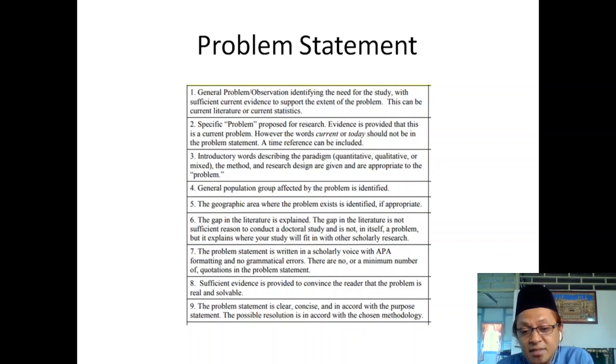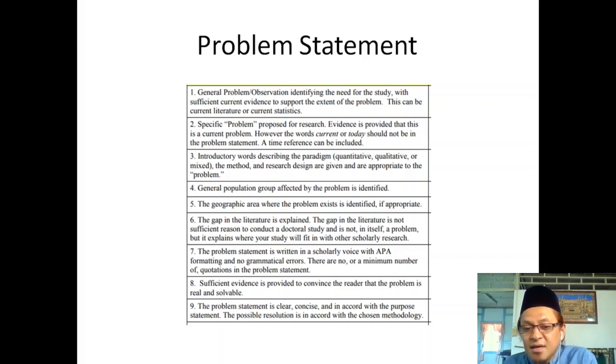And then the gap in the literature, what has not been done to address what you intend to study. Okay, what existing literature failed to look into, or what have not been done. So that is the gap. Okay, so the gap in the literature is not sufficient reason to conduct a doctoral study, and is not in itself a problem, but it explains where your study fits with other scholarly research. Okay, point number seven is more of a formatting.